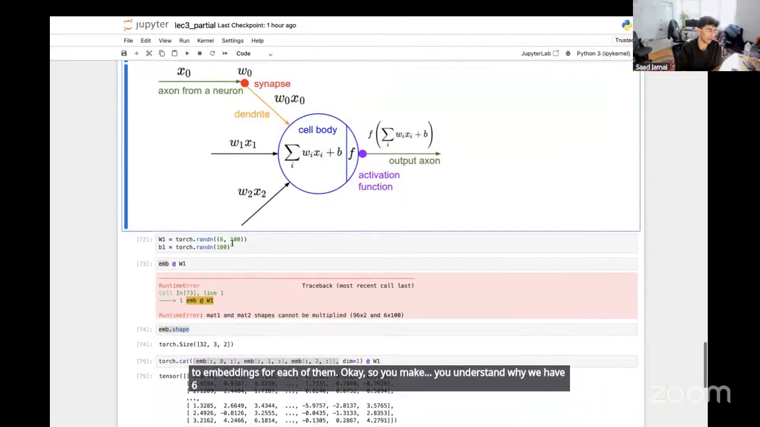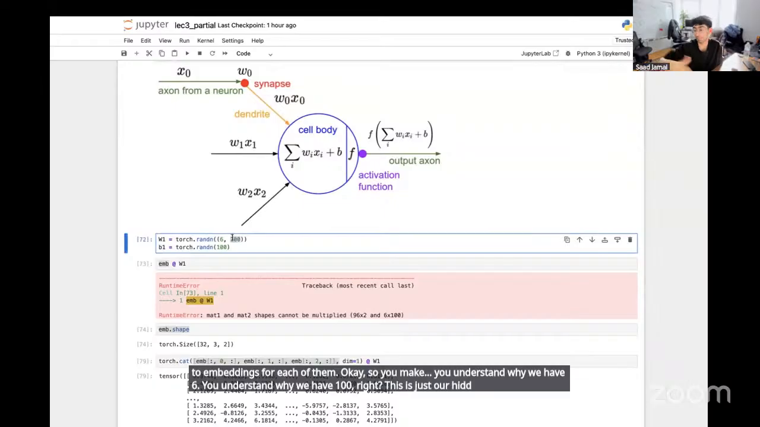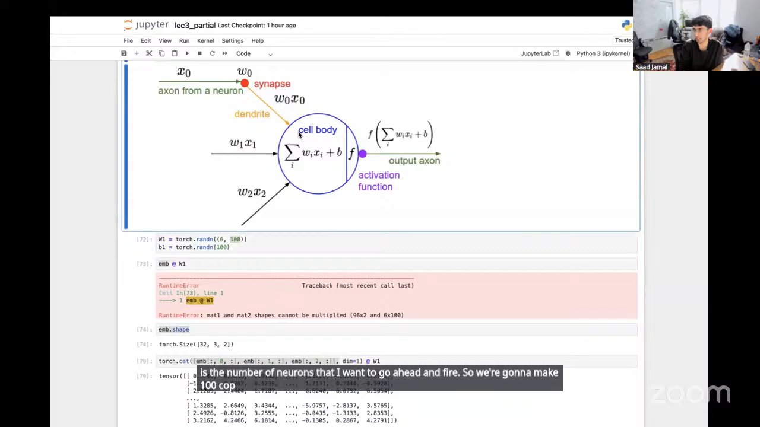You understand why we have 100, right? This is just our hidden layer. This is the number of neurons that I want to go ahead and fire. So we're gonna make 100 copies of this cell right here. You with me so far?